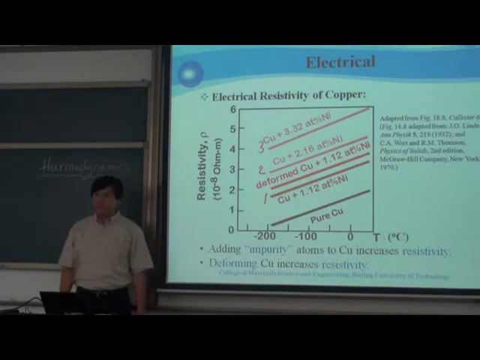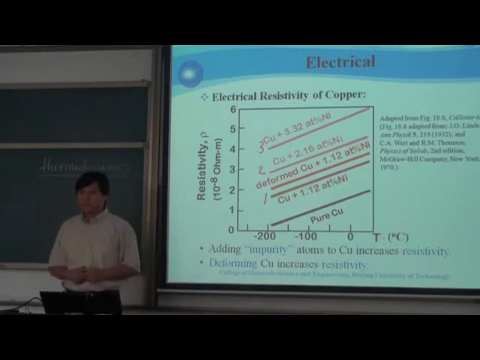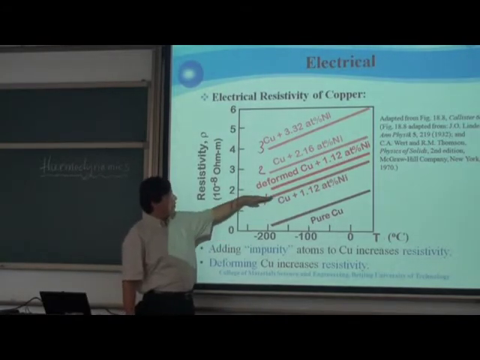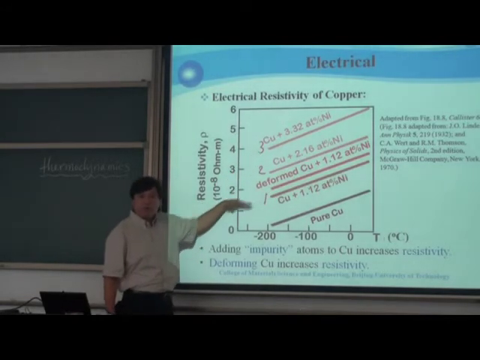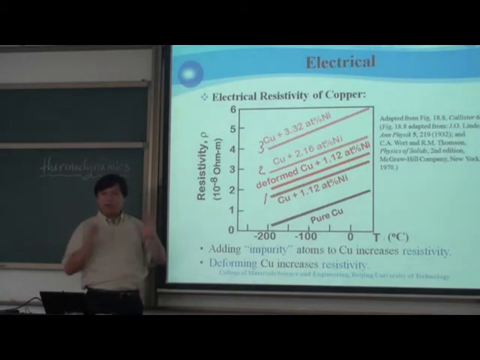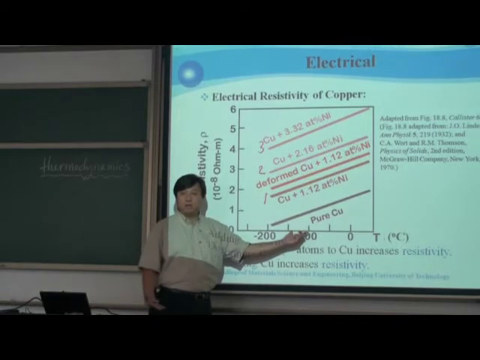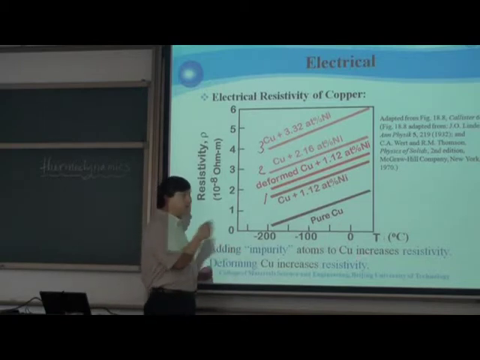resistivity. Okay, so this figure is a change of property as a function of temperature. Okay, pure copper, then 1% nickel, 2% nickel, 3% nickel added to copper. The resistivity value of copper-nickel alloy will be totally different than the metal without nickel. Okay, so the first conclusion is adding impurity atoms to copper increases resistivity.